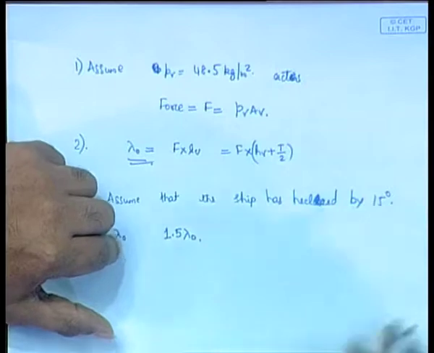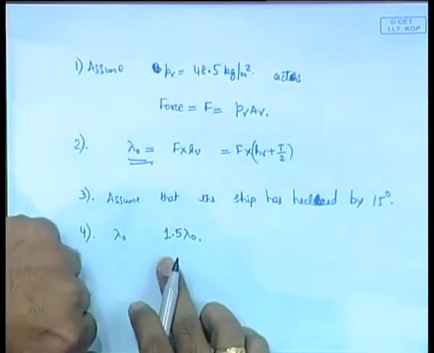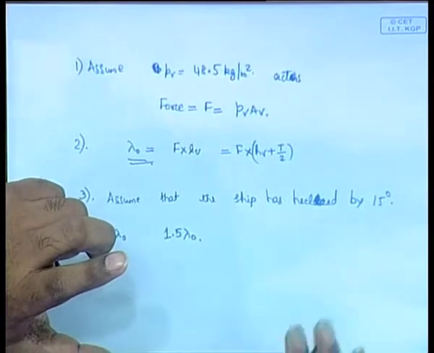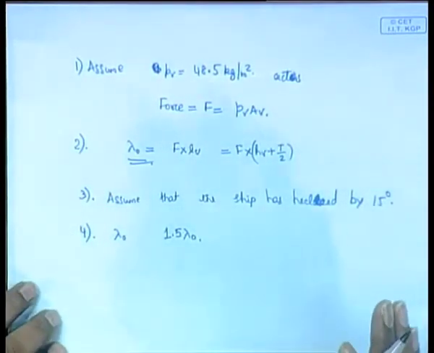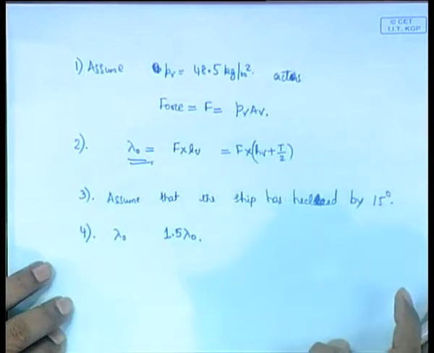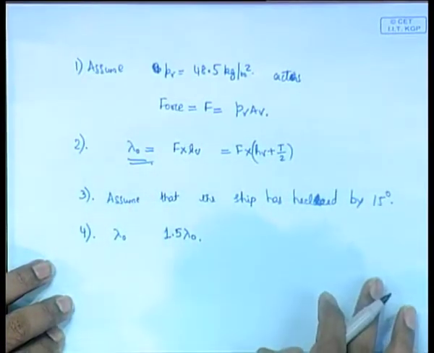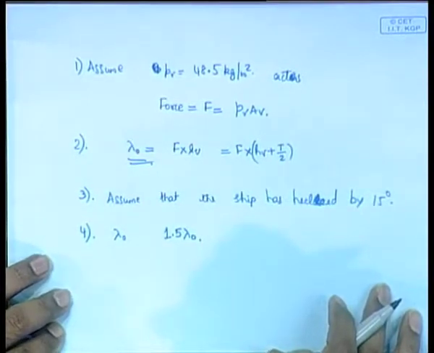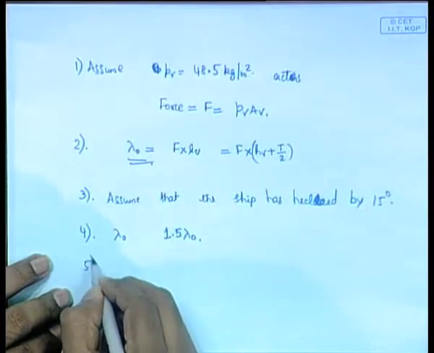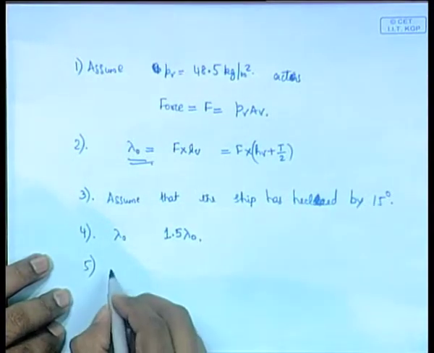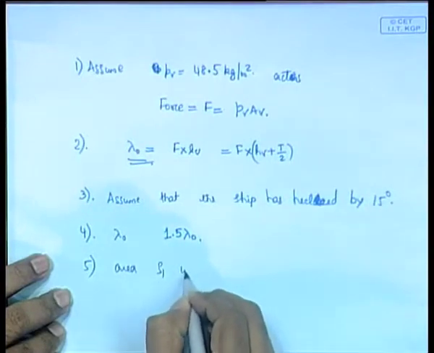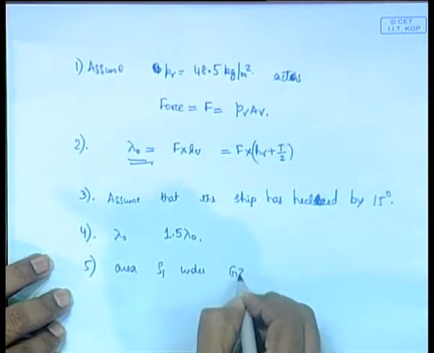So again, in addition to that, you assume a safety factor, that means you are assuming the moment acting on the ship is now 1.5 lambda 0, not just 1 lambda 0. Then, this I will explain, you have to find one area S1 under the GZ theta curve.